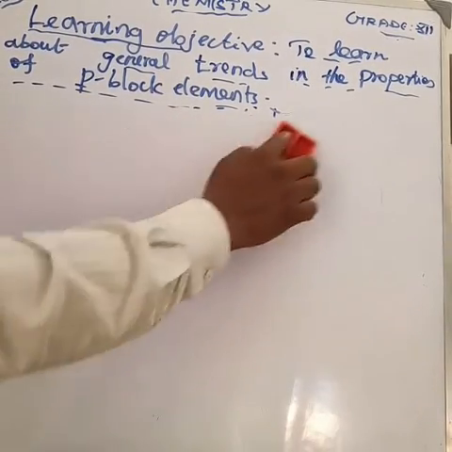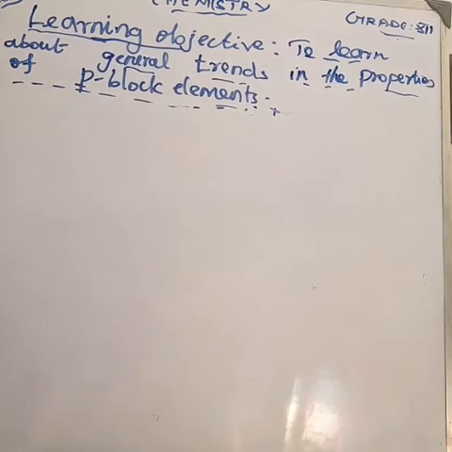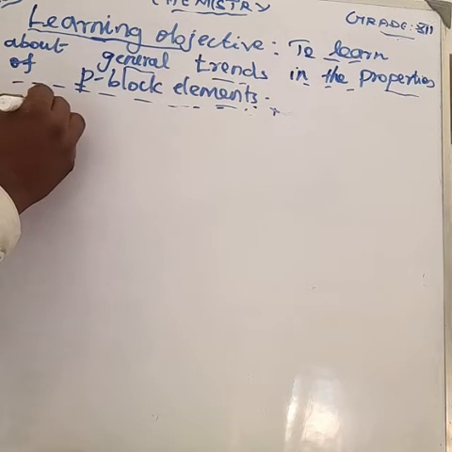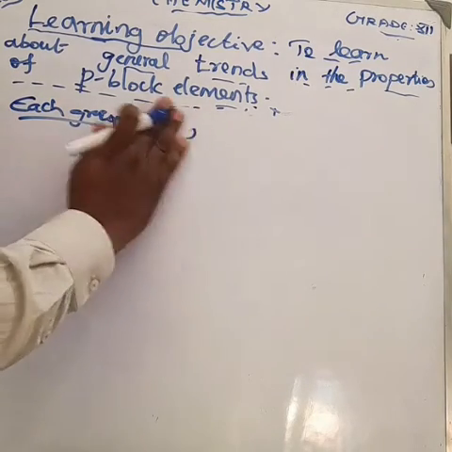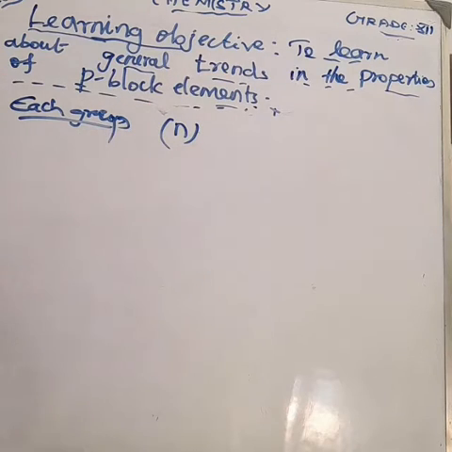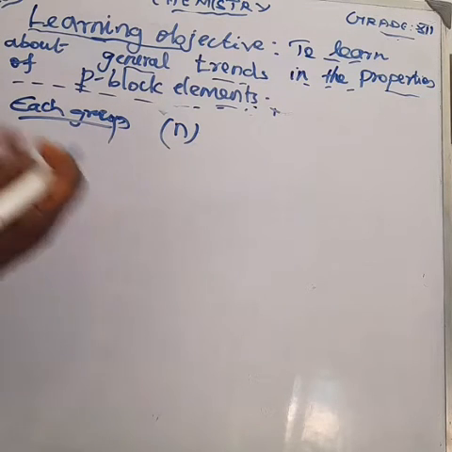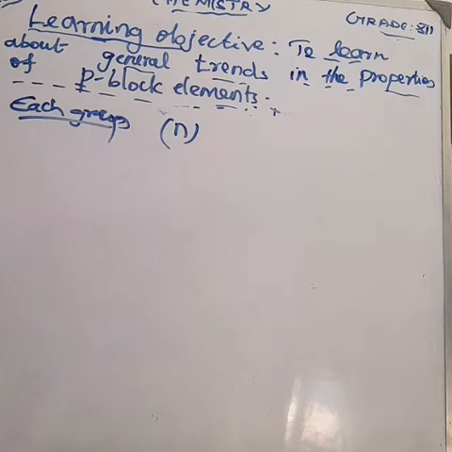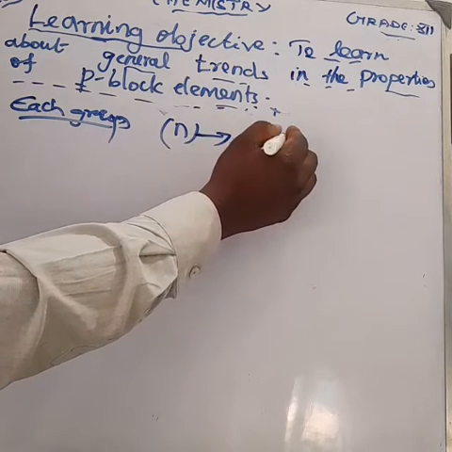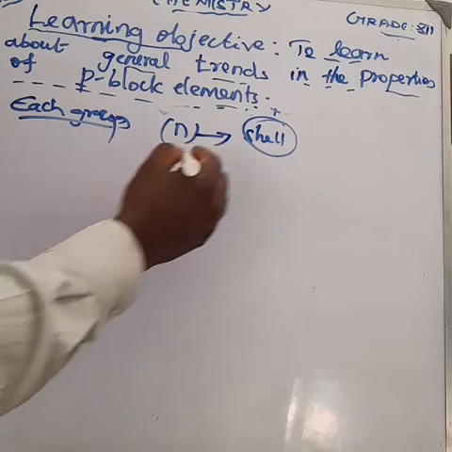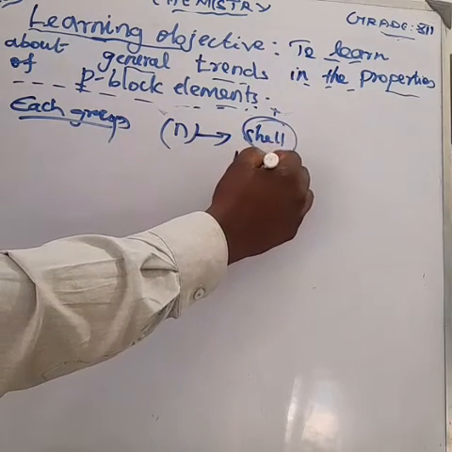One more point: the elements of each group have a similar outer electronic configuration and differ in the value of n. What does n mean? Here n refers to the principal quantum number. We know there are 4 types of quantum numbers: the principal quantum number, azimuthal quantum number, magnetic quantum number, and spin quantum number. The first one, the principal quantum number, denotes the shell of an atom. I hope you will learn this thoroughly in our 11th standard.